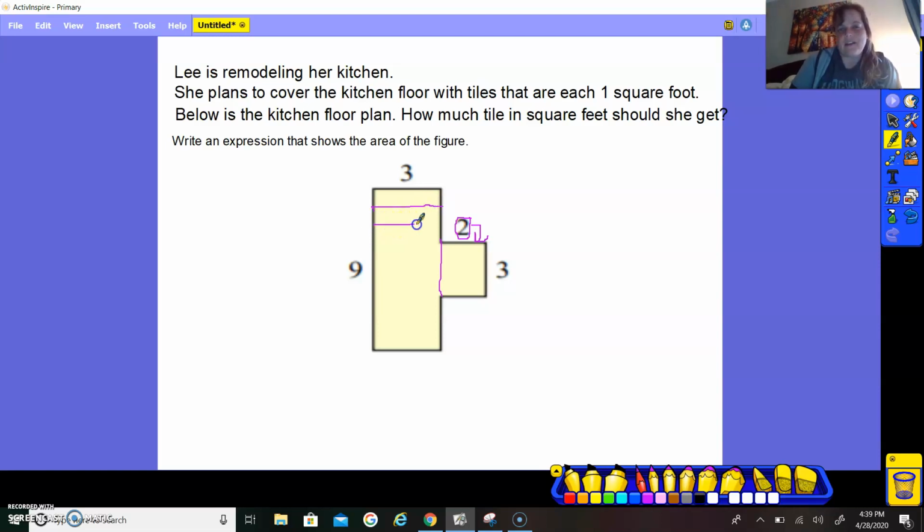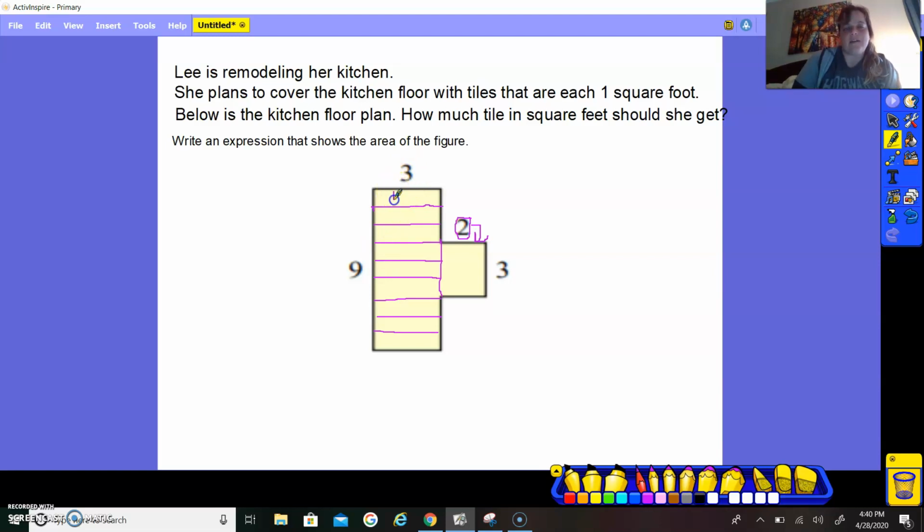1, 2, 3, 4, 5, 6, 7, 8, 9. Okay, so I'm going to double check. 1 row, 2 rows, 3 rows, 4 rows, 5 rows, 6 rows, 7 rows, 8 rows, 9 rows. Now 9 rows of 3.